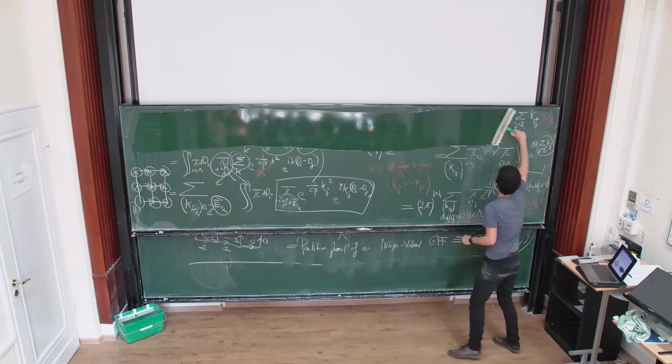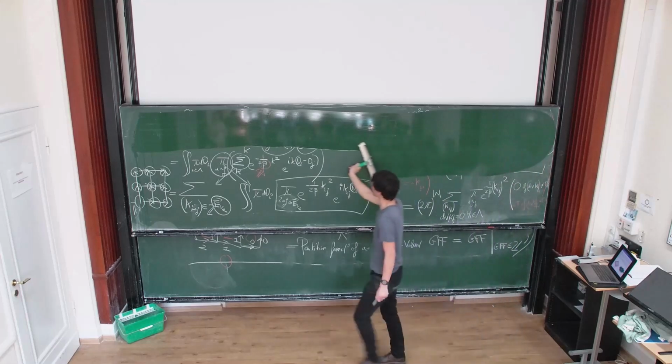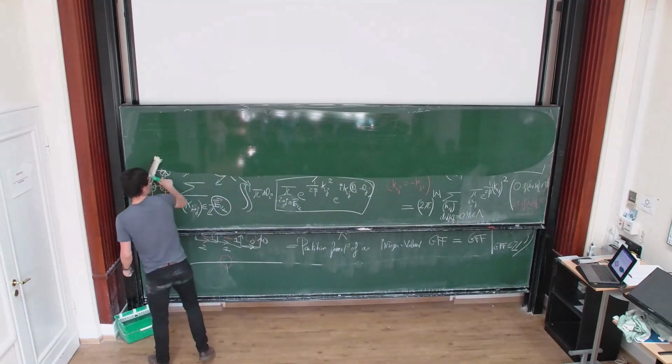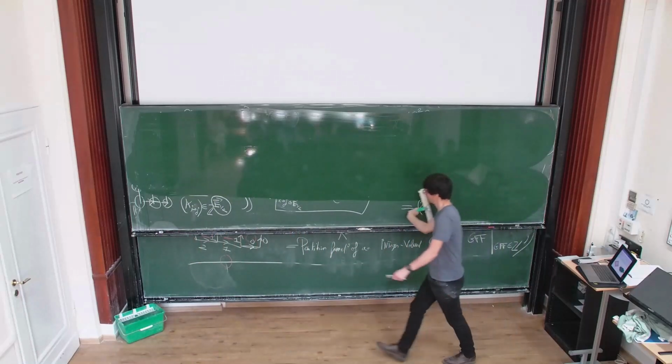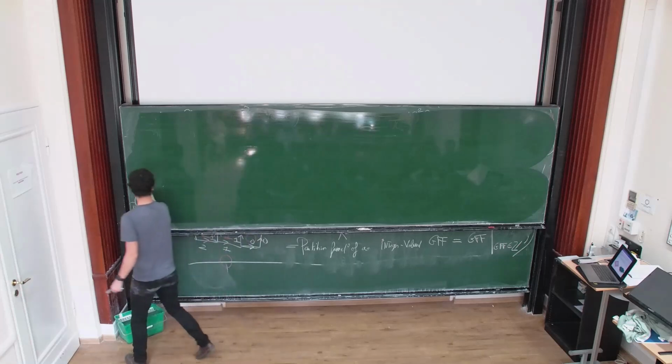Okay, so I think I could have saved some of this information for the two-point function. I will do it from scratch in a more sketchy way.